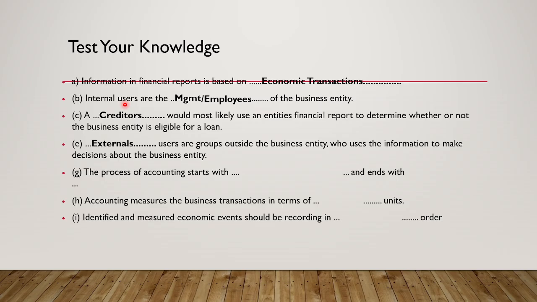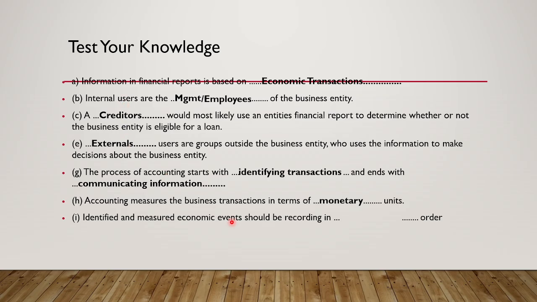And here the process of accounting starts with identification and ends with communication. Once we have the accounting information, we will first identify the transaction and then communicate the information. That is its ending also. Now, accounting measures the business transaction in terms of monetary units. All the accounting, whatever business transactions we have, everything will be done in monetary units only. It could be rupees, USD, or whatever.